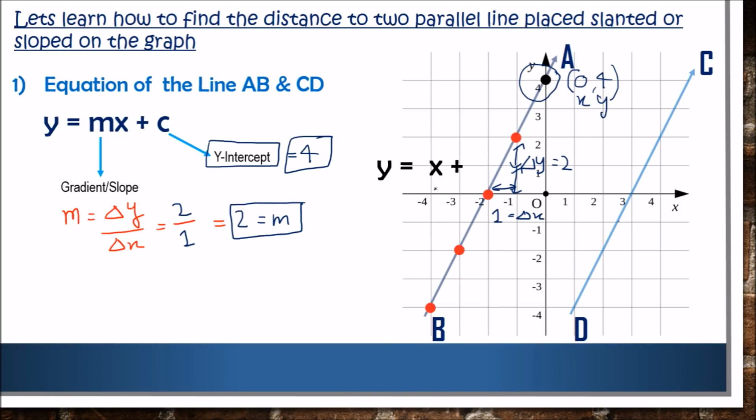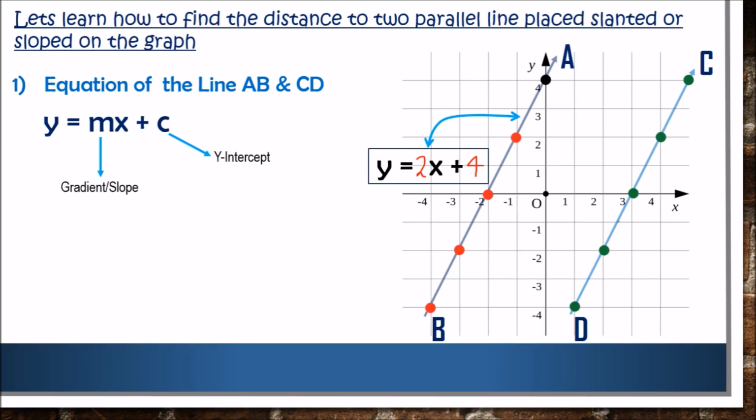Y equals mx plus c. Our m value is 2. So let's plug in our m value: 2x. Our y-intercept is 4, so plus 4. And this will be the equation of line AB.